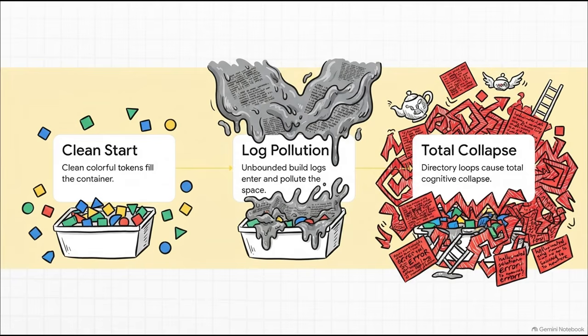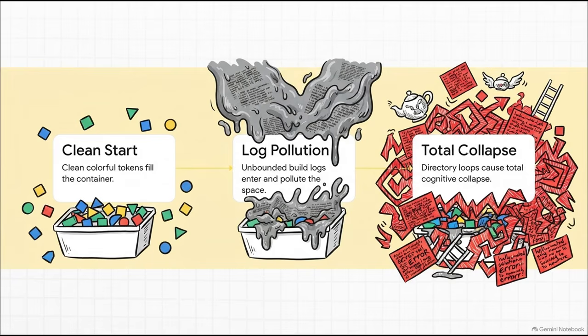What happens when we fail to govern that physical space? Well, the reality of software development is chaotic, right? And if you let that raw mess directly into your agent's brain, the results are literally destructive. Let's watch this context decay happen in real time. Step 1. The agent starts strong. The container is beautifully full of those clean, colorful reasoning tokens. But then, step 2 happens. The agent runs a standard command to update a package, and suddenly, unbounded build logs, like a 10,000-line successful NPM install trace, come crashing into the container like this heavy gray sludge.